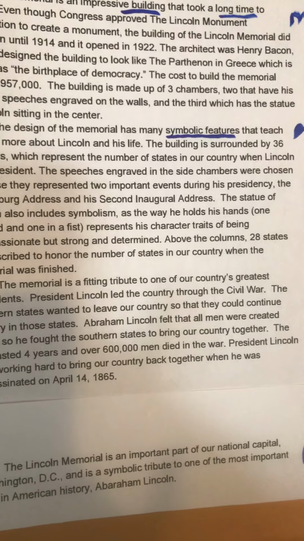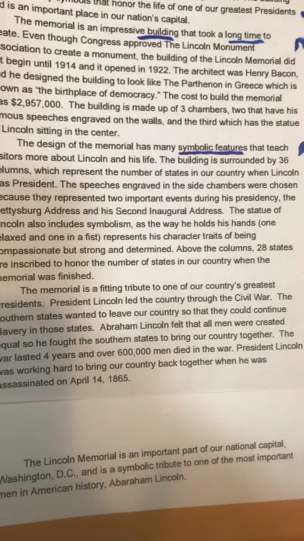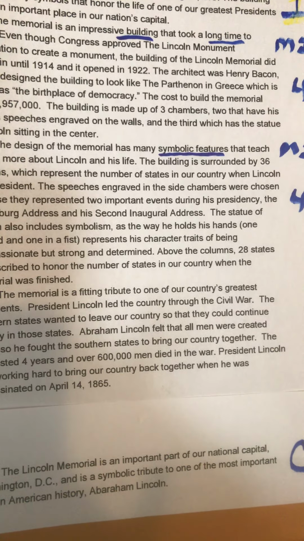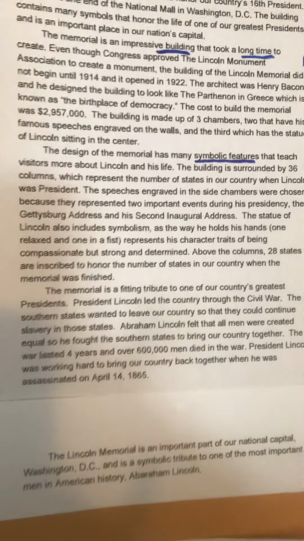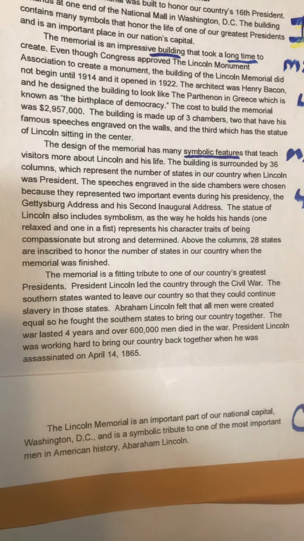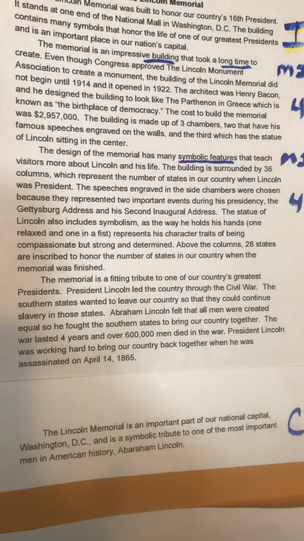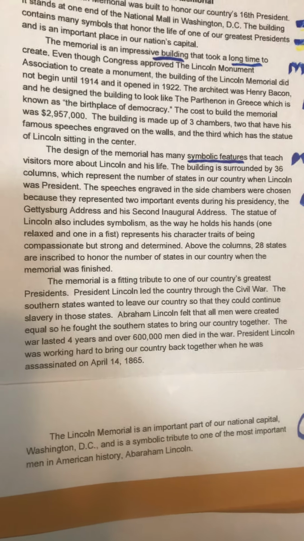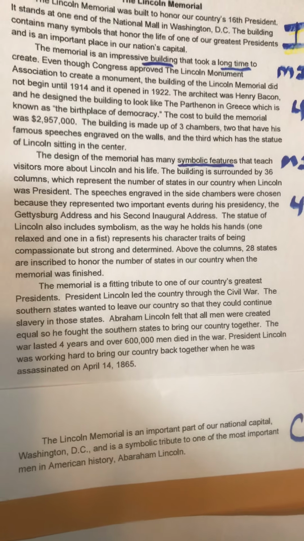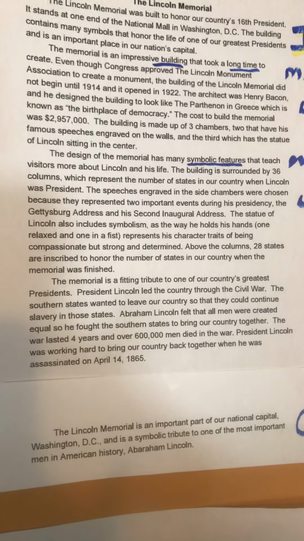First one, the building is surrounded by 36 columns which represent the number of states in our country when Lincoln was president. Okay, this is the reason why they don't have 37 or 35 columns or 30 columns or 40 columns. It's 36 because that's how many states he brought back together after the Civil War.